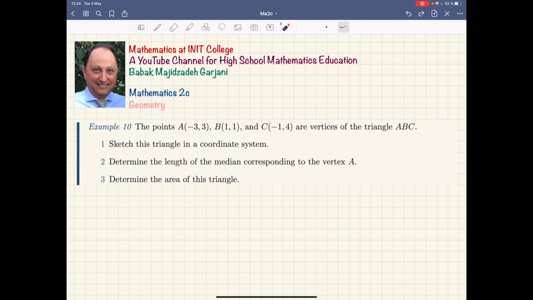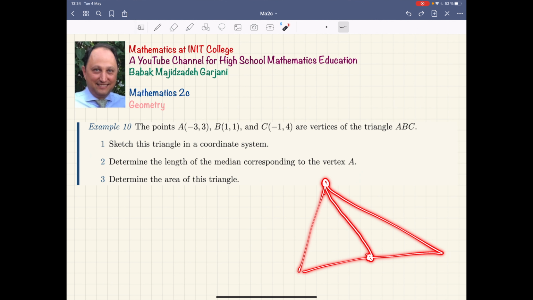I want to define this word for you. The median of a triangle, what does it mean? If I have a triangle, if I take one vertex and connect it to the midpoint of the opposite side, this is called one of the medians. For example, if this is ABC and this is M, AM is a line segment. It is called the median corresponding to vertex A. This is the definition of median.